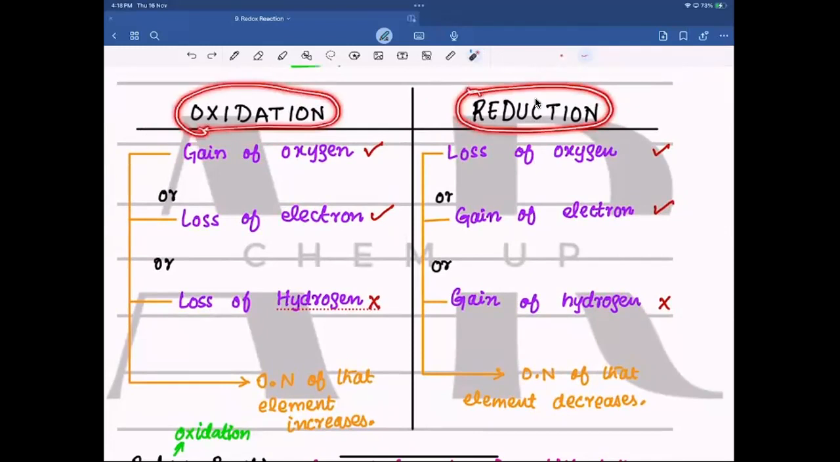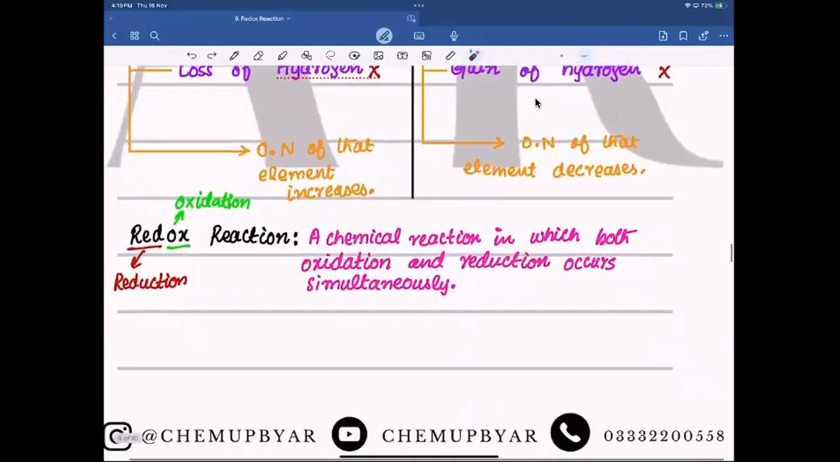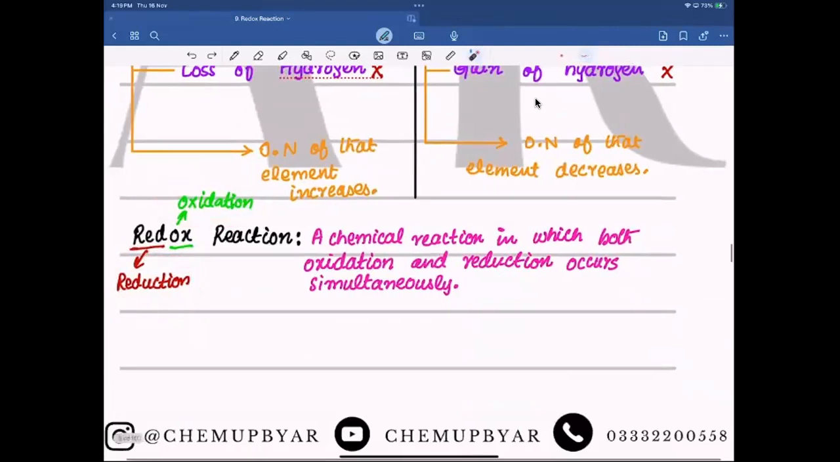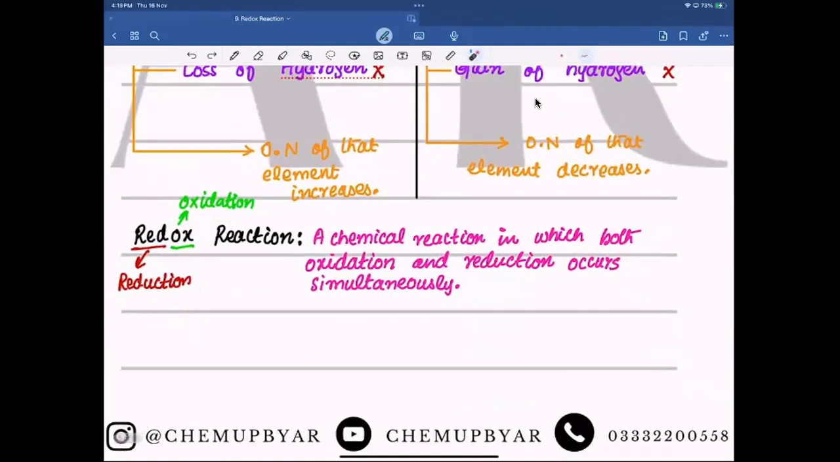They always occur simultaneously. It's not like only oxidation would occur or only reduction will occur. If one occurs, then the other also occurs. Okay. So when these two occur simultaneously, we call that reaction a redox reaction, where red comes from reduction and ox comes from oxidation. So we can say a chemical reaction where both oxidation and reduction occur simultaneously is a redox reaction. Okay, note down the definition.